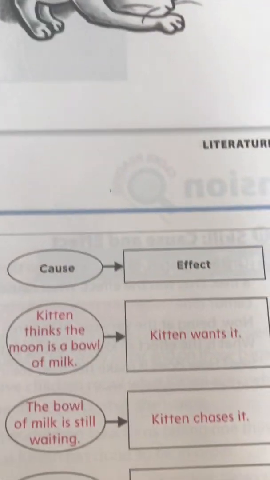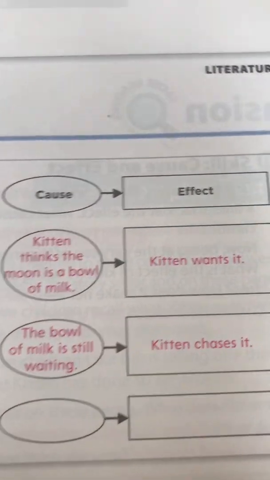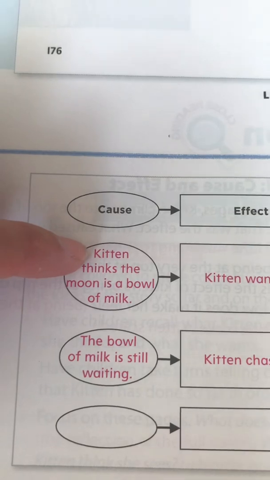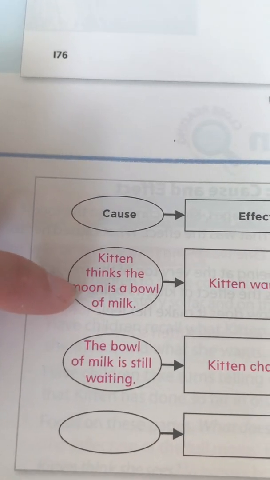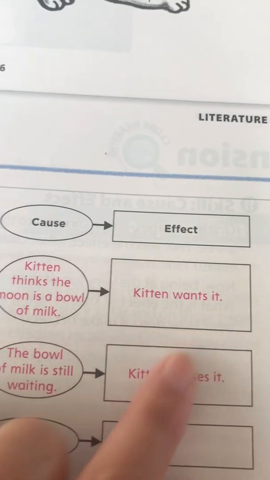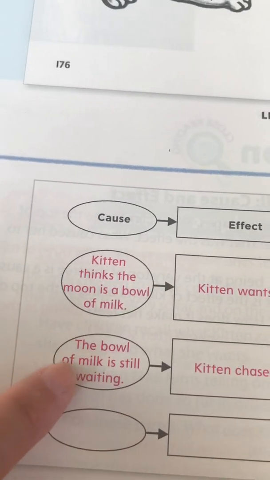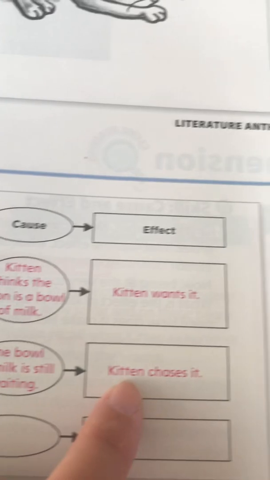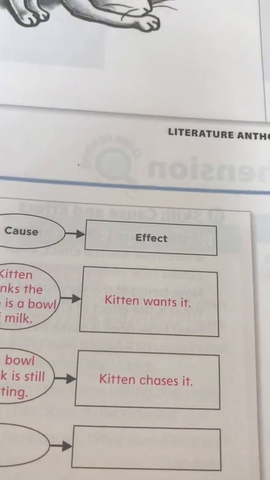Let's go ahead and look down at the cause and effect that we have so far. So the cause, Kitten thinks the moon is a bowl of milk, and the effect is Kitten wants it. The cause is the bowl of milk is still waiting, and the effect is Kitten chases it.